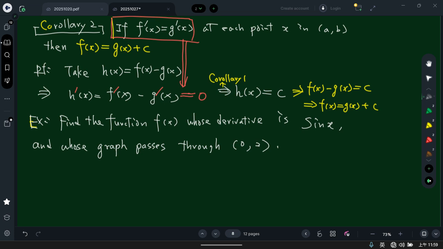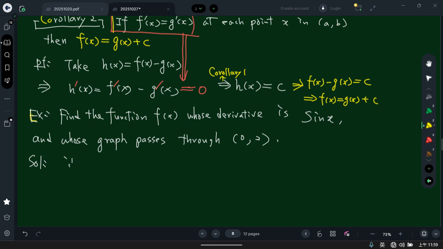Okay, so the condition is, because of this, we know f prime x is equal to sine x, right? Because based on this equation, it didn't tell us what f of x is, but it provides us that its derivative is sine x, right? So f prime x is equal to sine x.